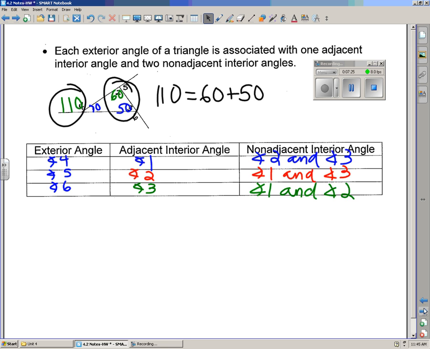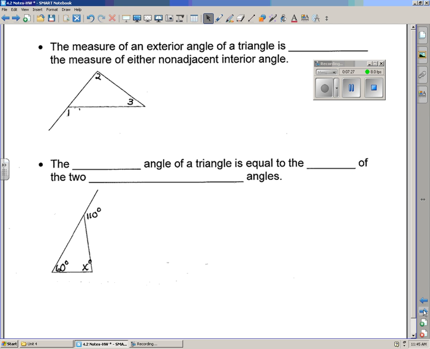If we go back to the second bullet, what you're going to have in here is the exterior angle of a triangle is always going to be equal to the sum of the two non-adjacent interior angles. And we just kind of proved that to you already.